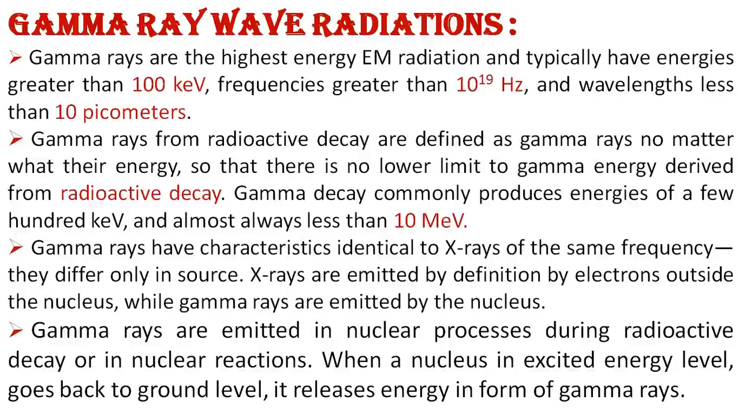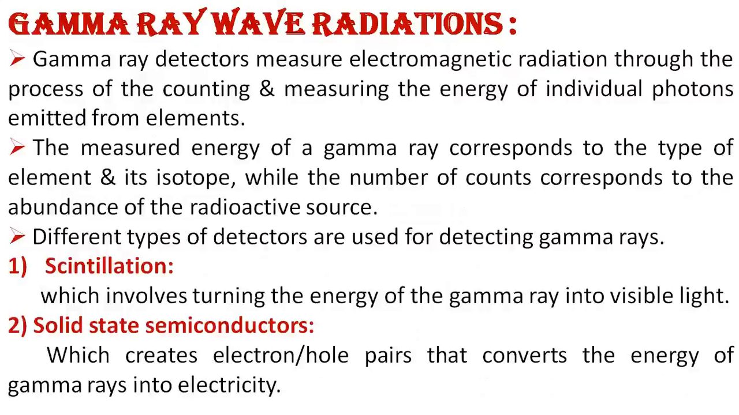They differ only in source. X-rays are emitted, by definition, by electrons outside the nucleus, while gamma rays are emitted by the nucleus. Gamma rays are emitted in nuclear processes during radioactive decay or in nuclear reactions. When a nucleus in an excited energy level goes back to ground level, it releases energy in the form of gamma rays.